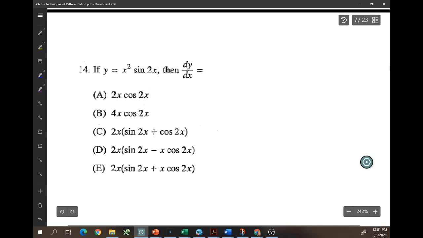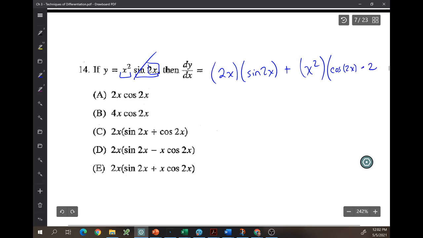All right, next we have an implicit question. Sorry, not implicit. Sorry, product with a chain. So we're going to do the product. The derivative first is 2x, and then we will leave sine of 2x alone. Then plus, now we're going to leave x squared alone. And the derivative of sine of 2x will become, the outside is sine, so it'll become cosine of 2x. And then times 2. So this is going to be 2x sine of 2x plus, I'm going to move the 2 to the front, 2x squared cosine of 2x.